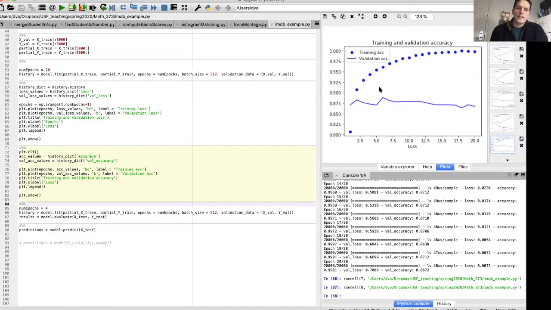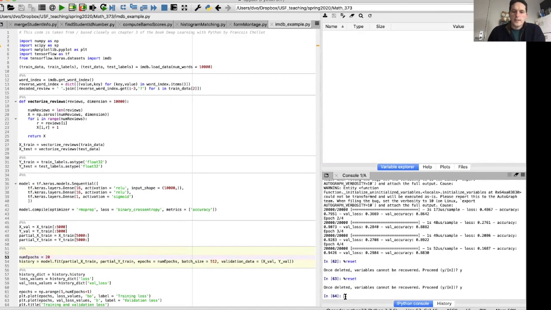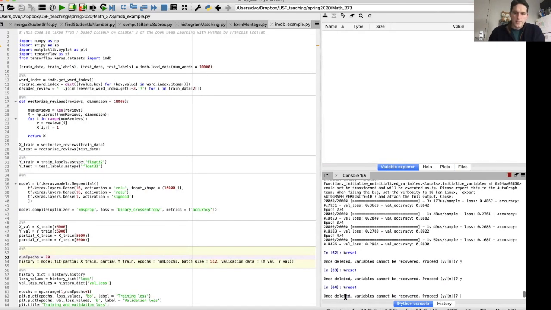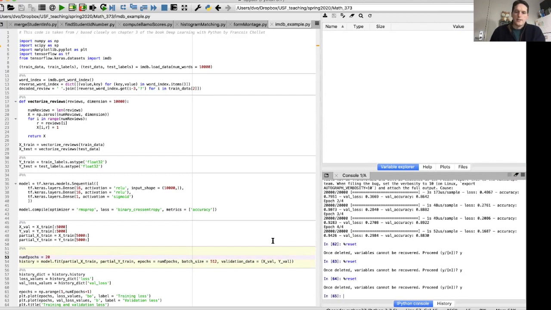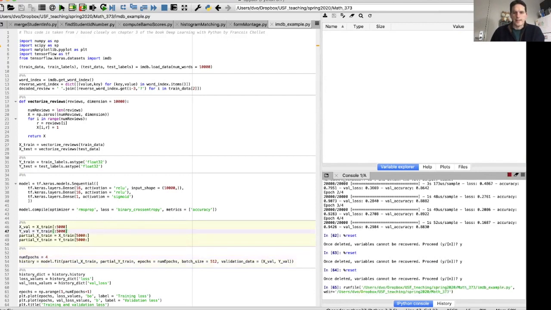So the simplest way to avoid overfitting in this case is let's just stop after 4 epochs. Like right around here, let's just stop after a few epochs. So now I'm just going to clear my variables and train the neural network again, but this time I'm going to use just 4 epochs to train it instead of 20 epochs. So let's just see how this does.